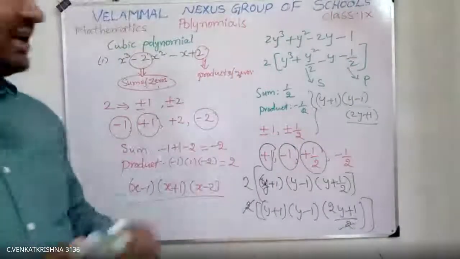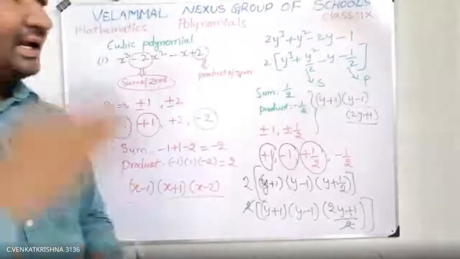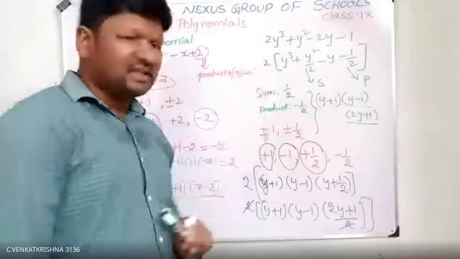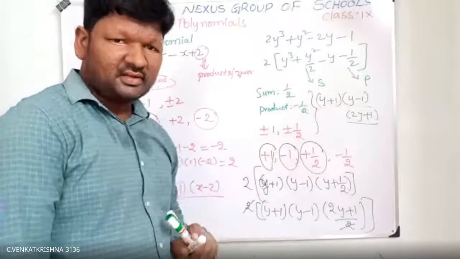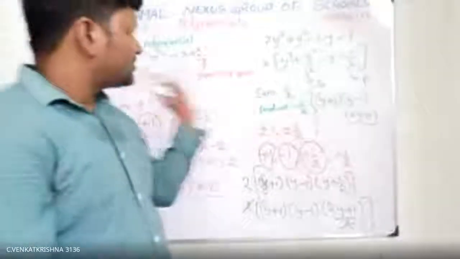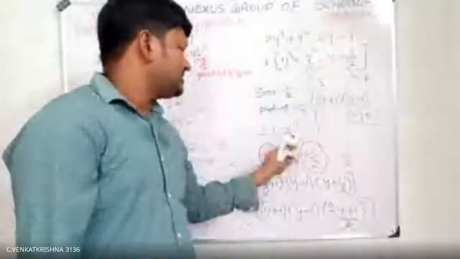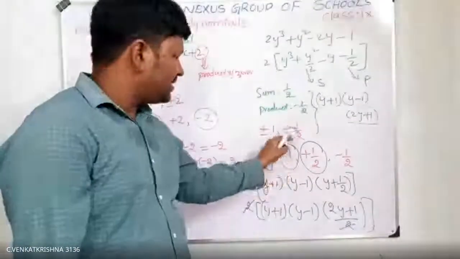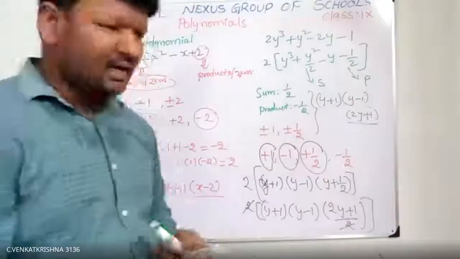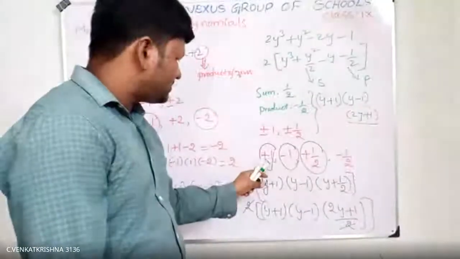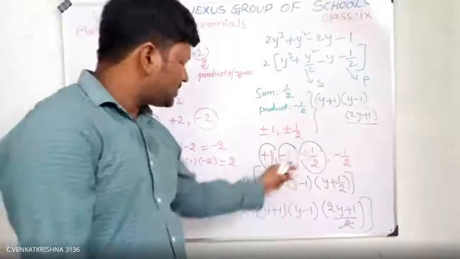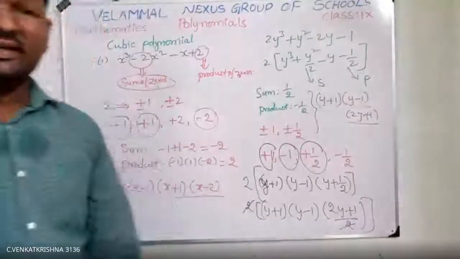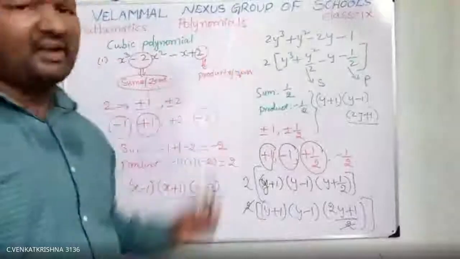Clear? So in case they give any coefficient, take the y cube coefficient as common and write the remaining, and take the y square coefficient as the sum and the constant as the product. We can consider 1 is a factor of every number. So the factors are plus or minus 1 by 2, plus or minus 1. The sum is 1 by 2. Select plus 1 and minus 1, which becomes 0, and 0 plus 1 by 2 is 1 by 2, and the product is minus 1 by 2. Then these are the factors of the given polynomial.